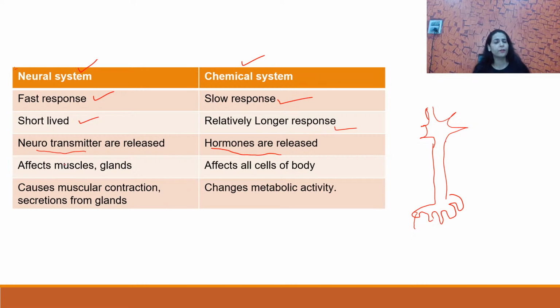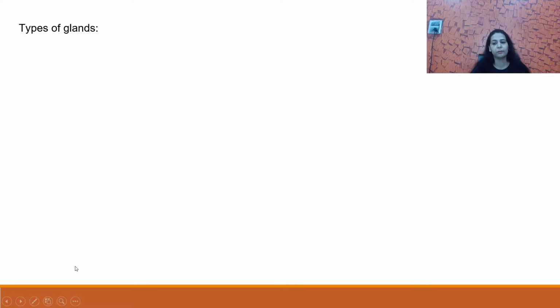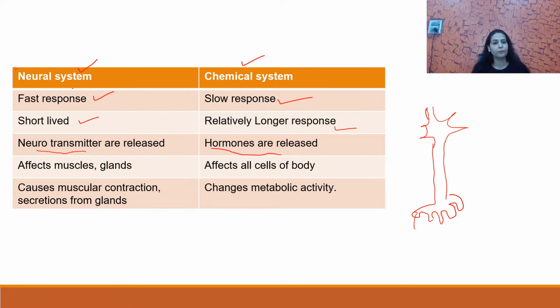All right. What is the effector organ for the neural system? It always acts on the muscles and the glands. Whereas the chemical system has control over all the body parts, right? It can control all the body parts. Let it be a tissue, could be an epithelial tissue, muscular tissue. Every tissue is under the control of the chemical system, right?